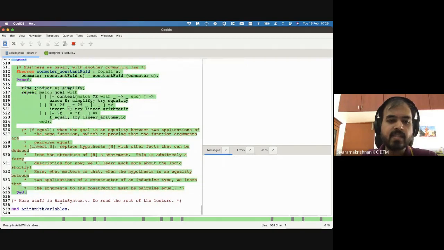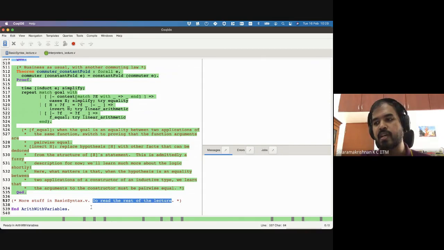There is more stuff in the file called basic syntax.b. There are a few more properties that are proved. I recommend you to go through it, right? So they're going to apply the same sort of reasoning that we've done here. Some of it we've already covered in the first 3 lectures. So that's why I'm not covering it here.